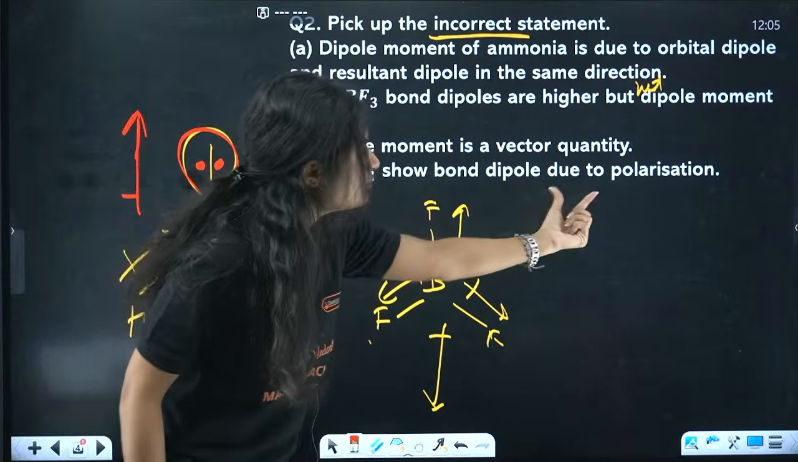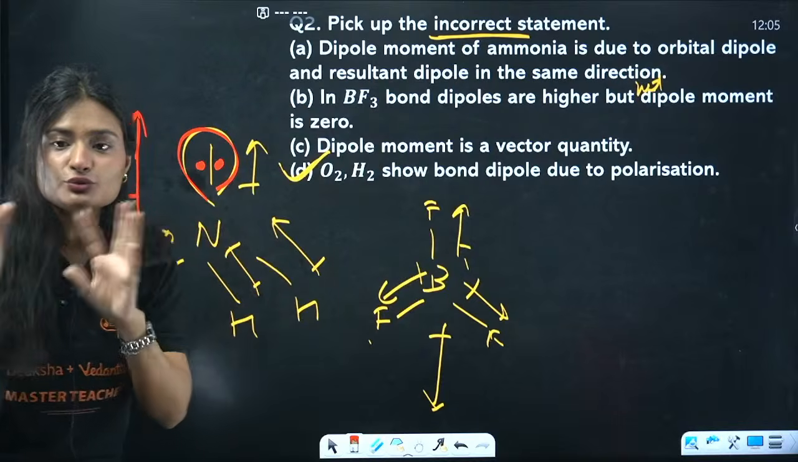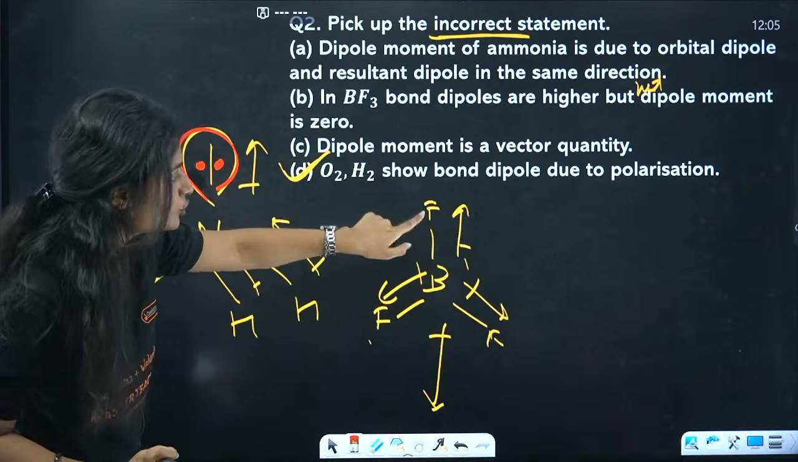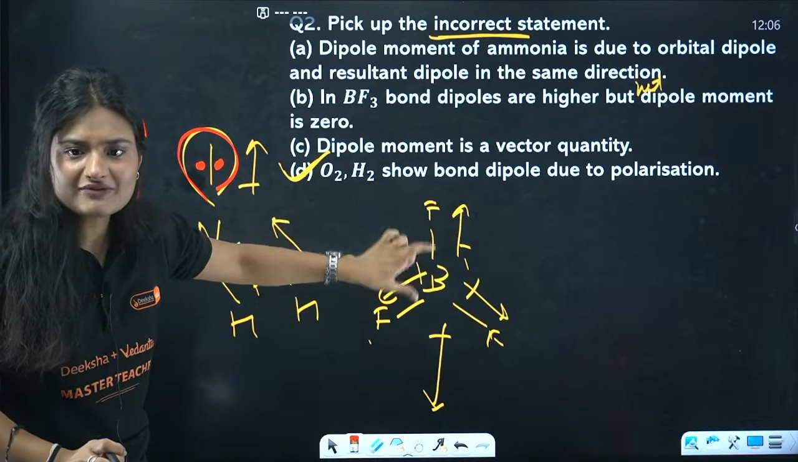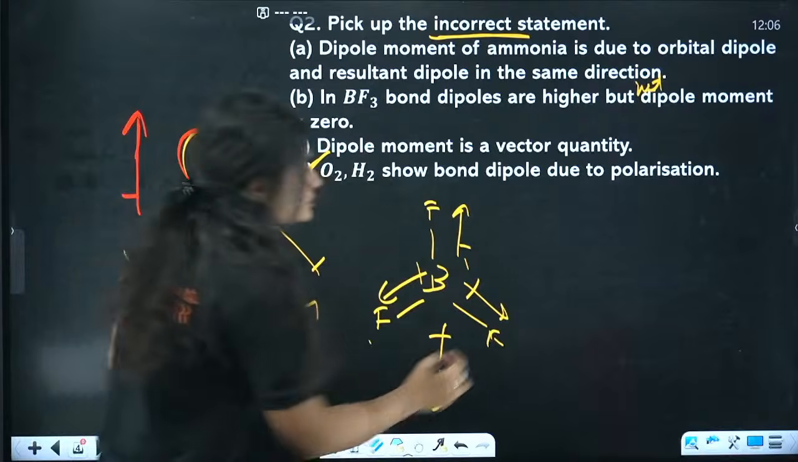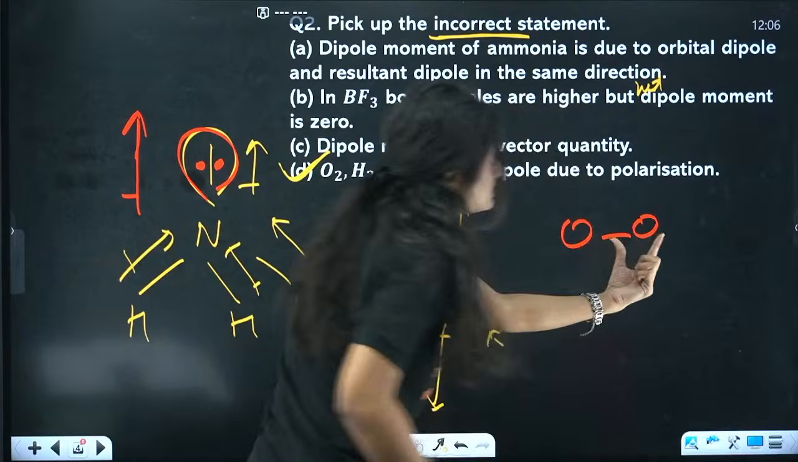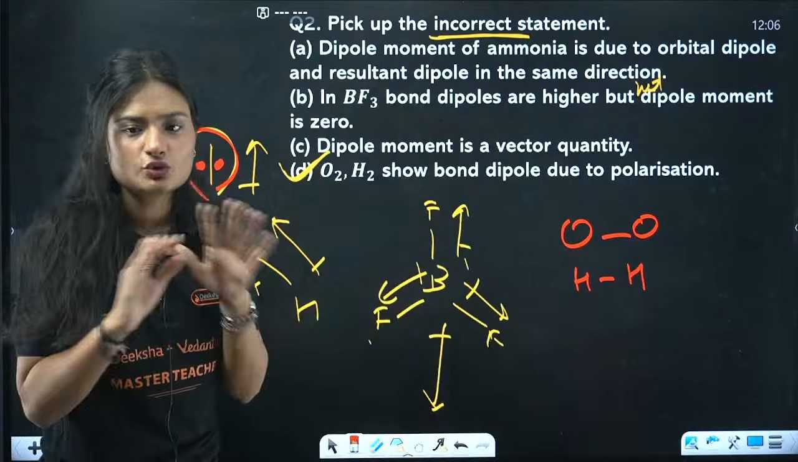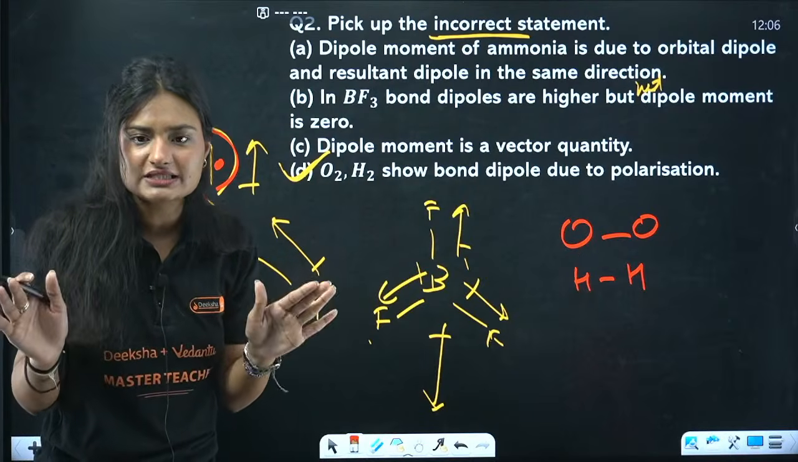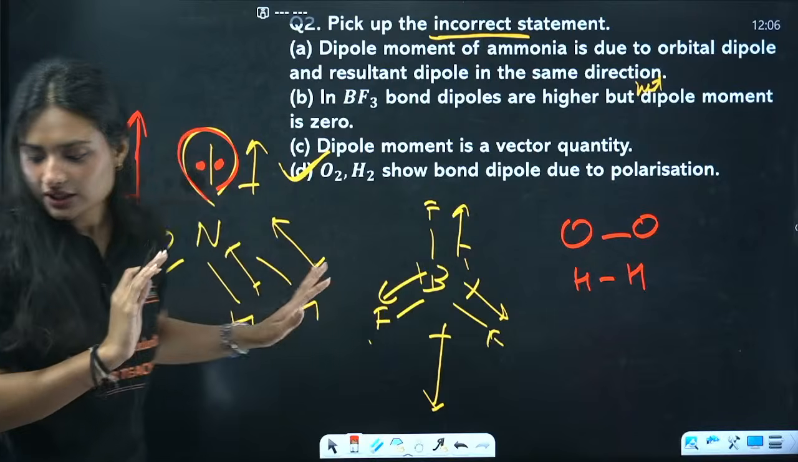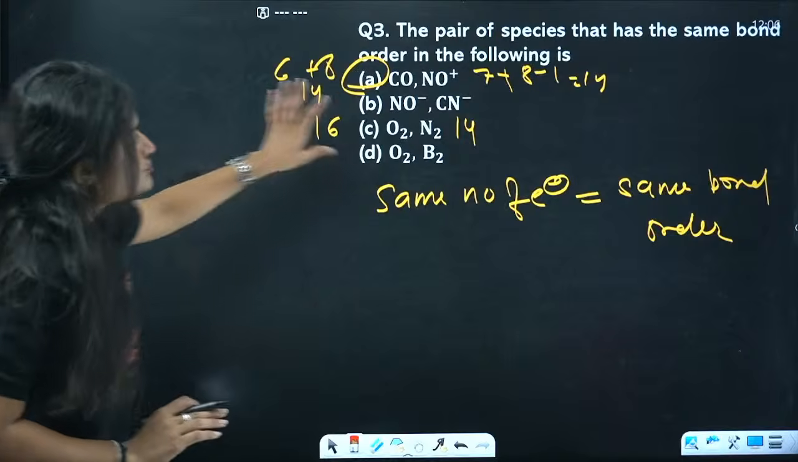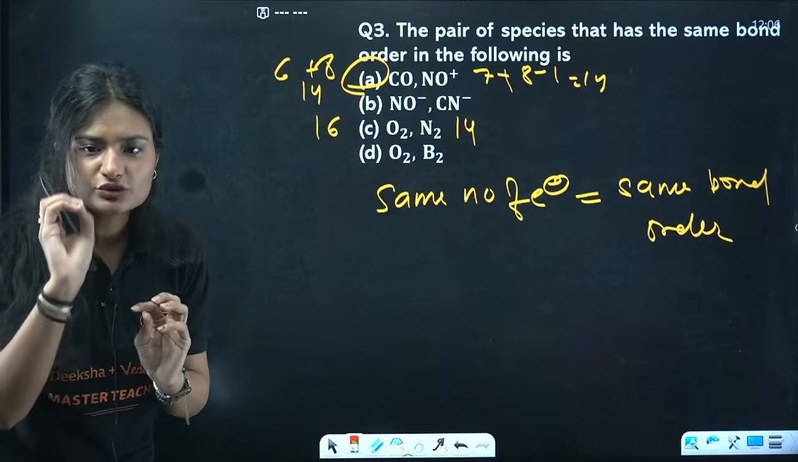H2O2 shows bond dipole moment due to polarization. See, a bond dipole moment means there is a difference in electronegativity between two atoms. Boron and fluorine have an electronegativity difference, but in the case of oxygen and hydrogen, both have the same electronegativity. So if there is no electronegativity difference, there is no polarization, there is no bond dipole. Clear?